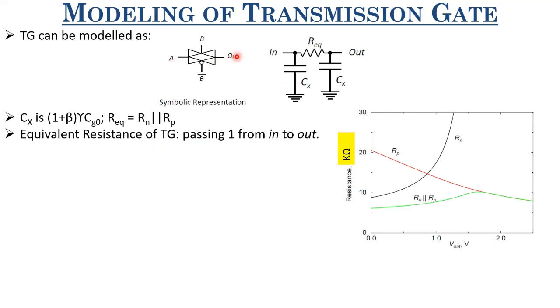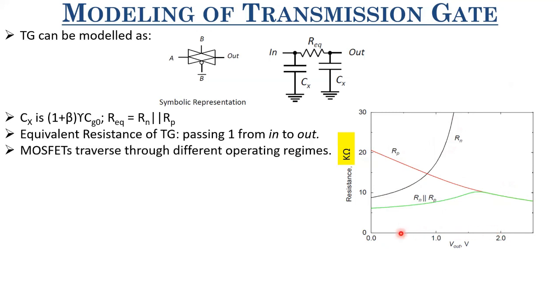So let us look at how the output is changing, or what the equivalent resistance is. As the input goes from 0 to 1, the output will go from 0 to 1. As it is going from 0 to 1, you see that the equivalent resistance, that is Rn parallel Rp, remains almost constant. However, the resistance of the NMOS increases significantly, and the resistance of the PMOS decreases as one charges the output node towards VDD. Why is it so?